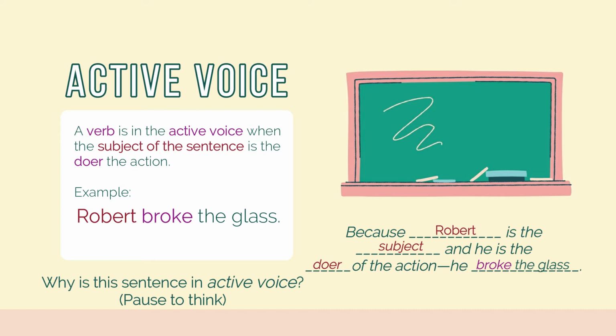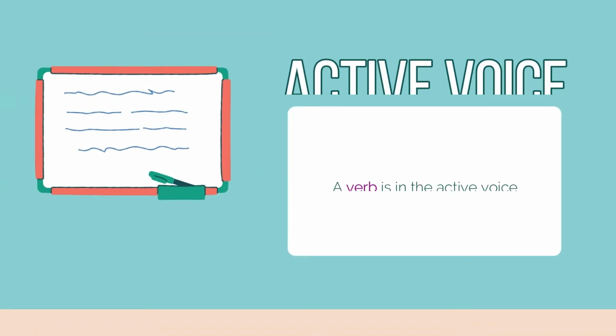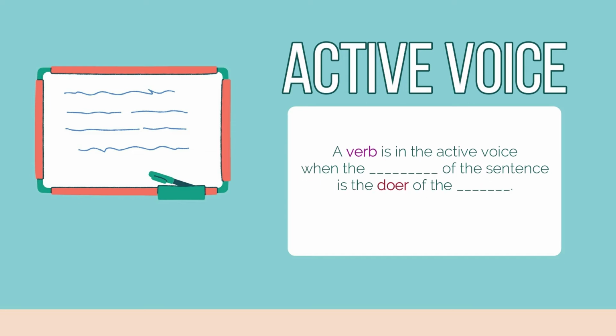He broke the glass. Let's define active voice of the verb again, but this time, supply the missing term. Pause to think. A verb is in the active voice when the subject of the sentence is the doer of the action. You've done well so far. Let's move to the passive voice.